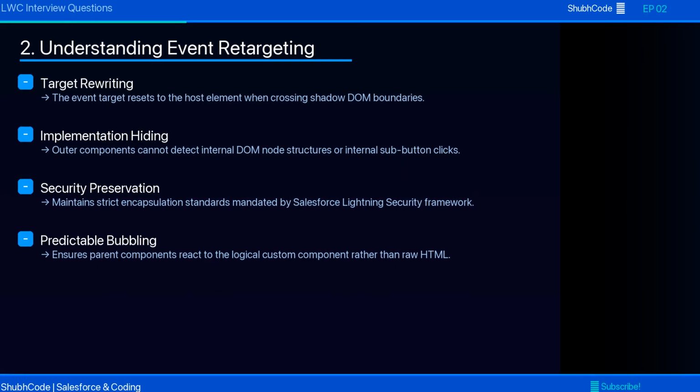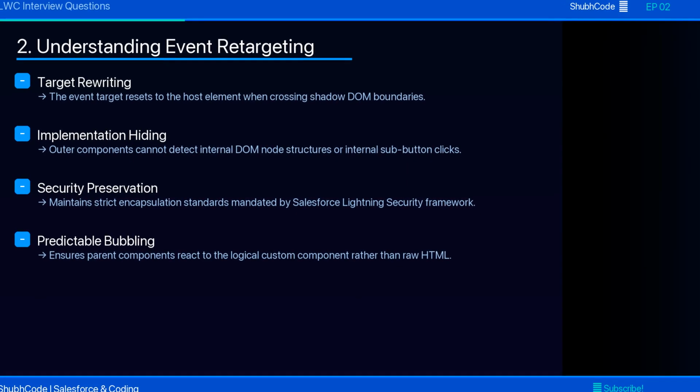Event retargeting is a core security and encapsulation mechanism where the event.target property changes as an event crosses shadow boundaries. When an event originates inside a child LWC, subscribers outside that shadow root see the host component as event.target rather than internal elements like buttons. For instance, clicking a button inside cChild reports cChild as the target to cParent.